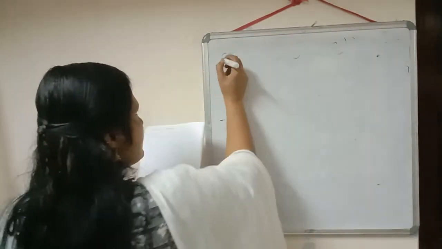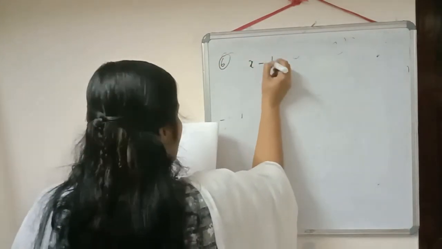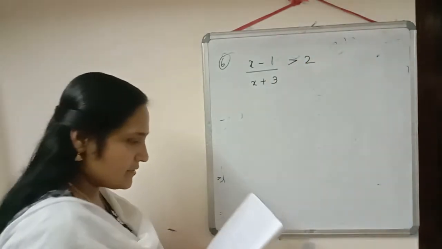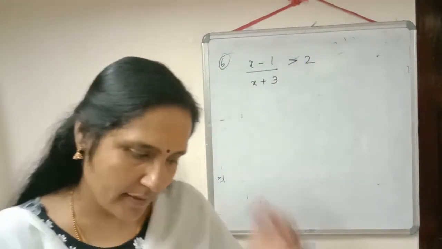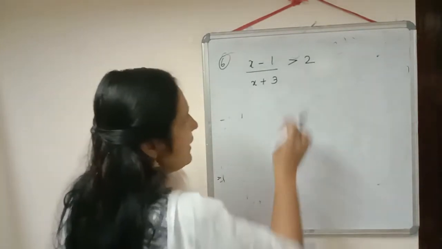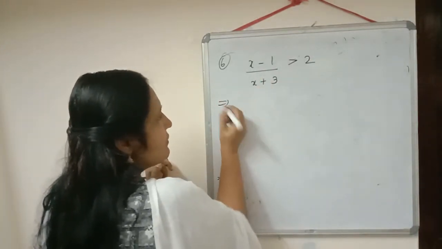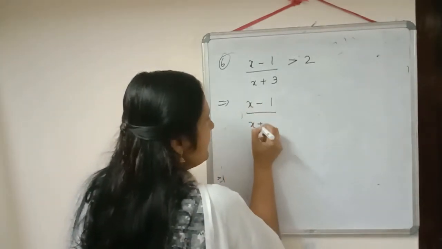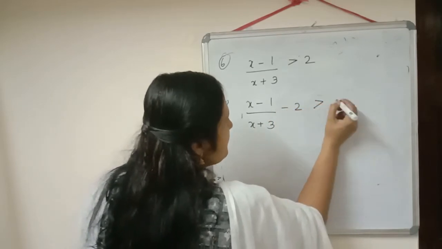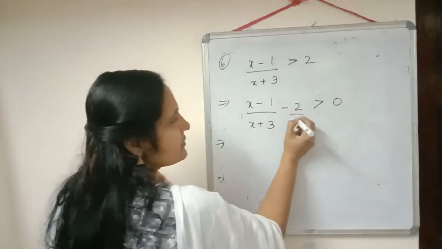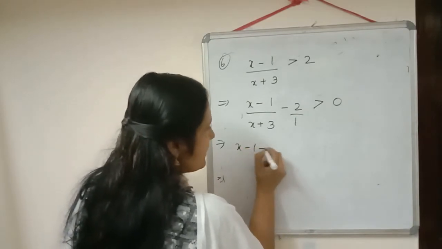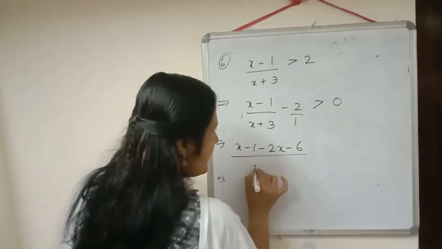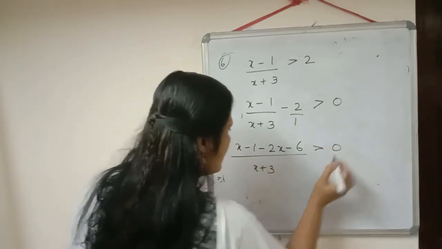Next is question number 6. (x - 1)/(x + 3) > 2. So again, first we will shift that 2 to the left-hand side. Then we will get (x - 1)/(x + 3) - 2 > 0. Do the cross multiplication: (x - 1 - 2x - 6)/(x + 3) > 0.